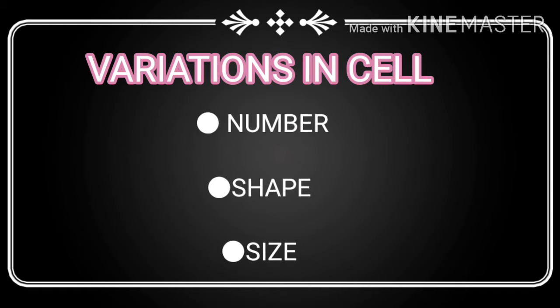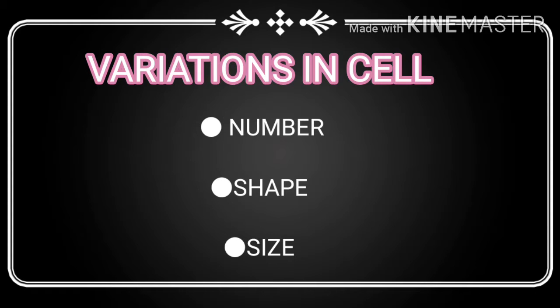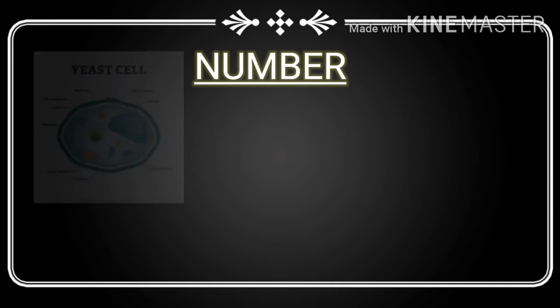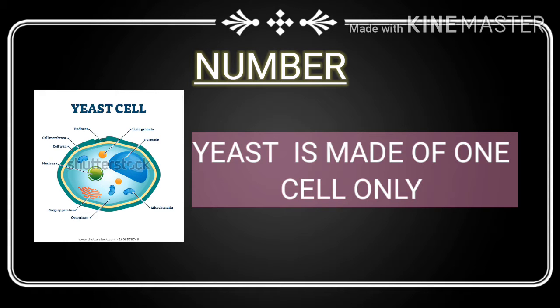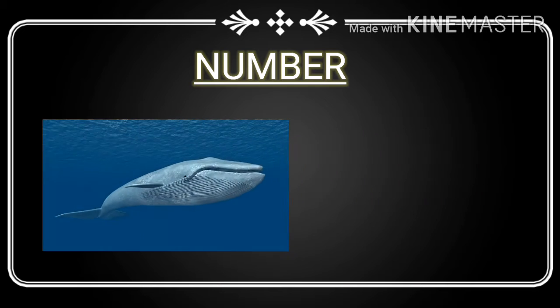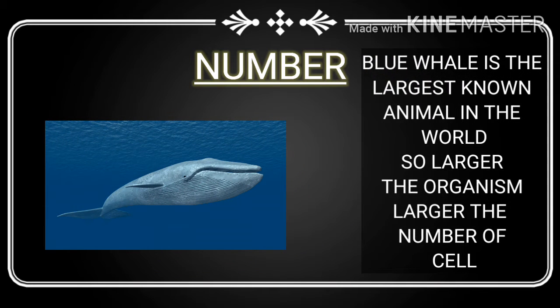Variations in cells. The cells show a great variation in number, shape and size, not only in different organisms but also in various parts of the same organism. Number one is number. The number of cells in an organism is generally related to its size. Smaller the organism, lesser the number of cells. Similarly, larger the organism, larger the number of cells.